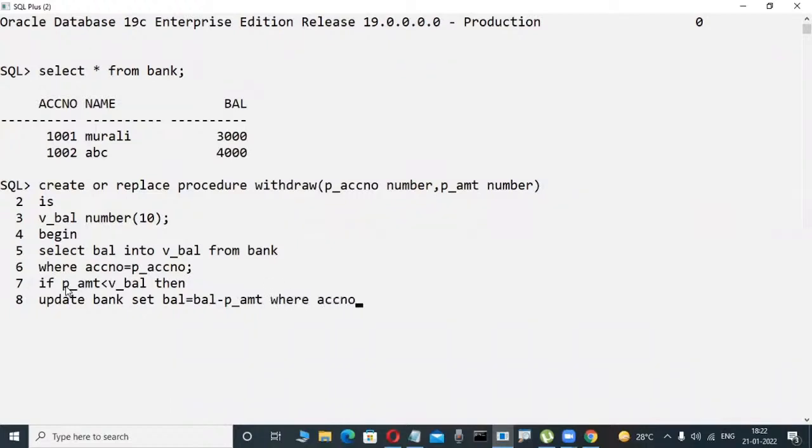Okay, fine. Now check it out. Some coding is there. Here I am writing some message, same like in Java or .NET. Some messages I try to display: your transaction is successful.